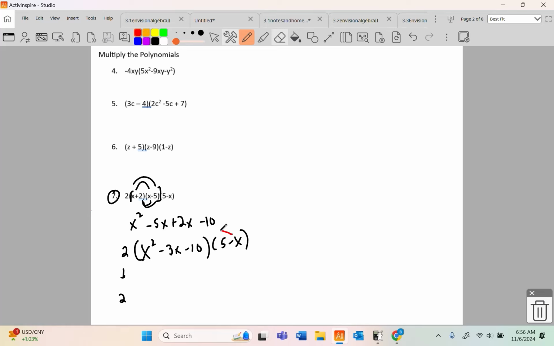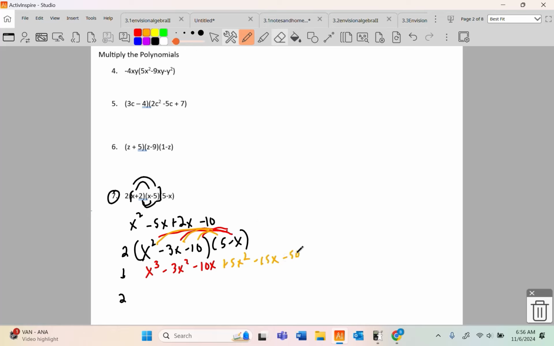You're just doing the distributive property. We're going to x all 3 pieces. We'll have x cubed minus 3x squared minus 10x. And after we've x'd all 3 pieces, we're going to 5 all 3 pieces. So plus 5x squared minus 15x, and then minus 50.